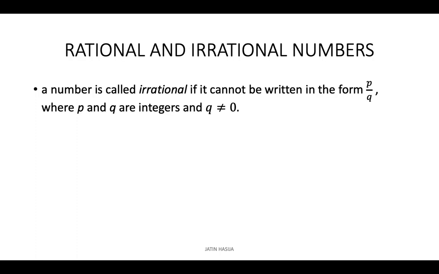To start with, first of all, we should know what we mean by rational and what we mean by irrational numbers. Any number which cannot be expressed in the form of p by q, I repeat, any number which cannot be expressed in the form of p by q is known as an irrational number. It means rational numbers can easily be expressed in the form of p by q.